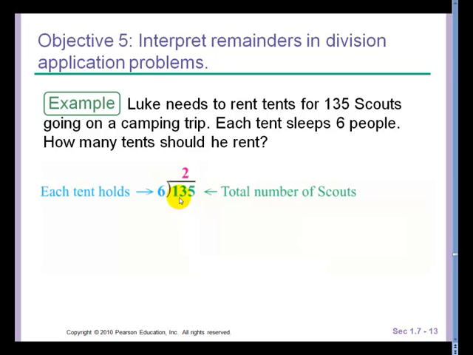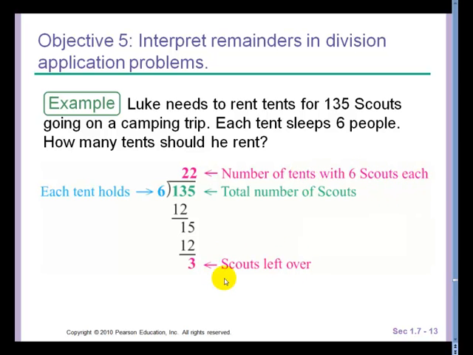6 goes into 13 2 times. 2 times 6 is 12. Subtract that and get 1. Drop down the 5. 6 goes into 15 2 times again. 2 times 6 is 12. Subtract that and get 3. Again, at this point we have run out of numbers, so we are done. This is our remainder. 22 is the number of tents that will each have 6 scouts in it.